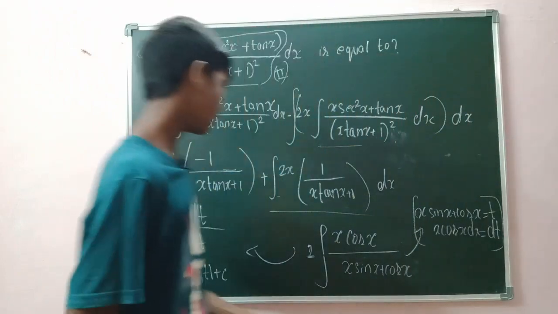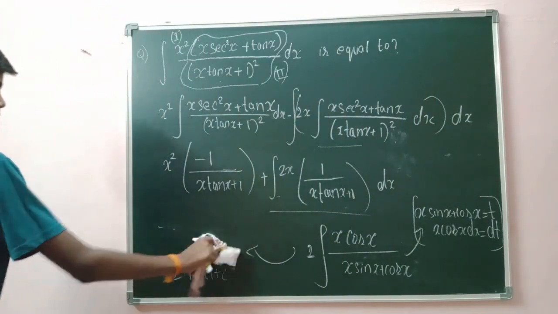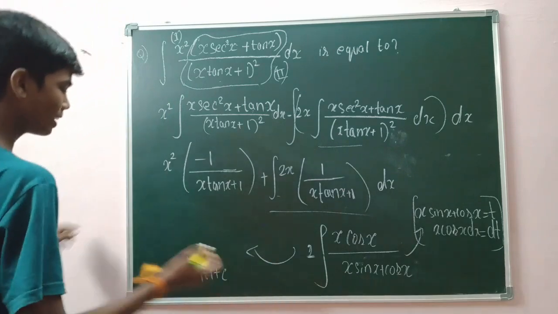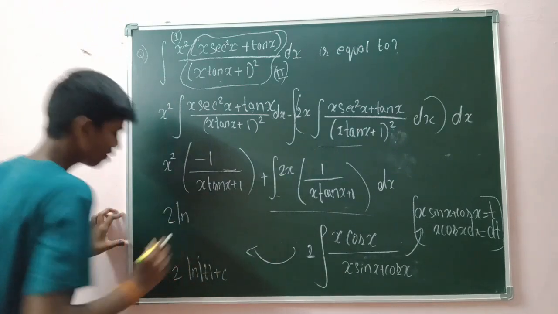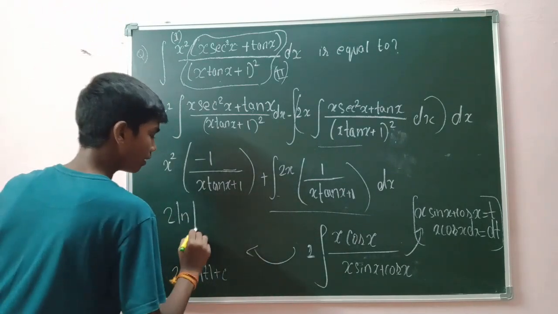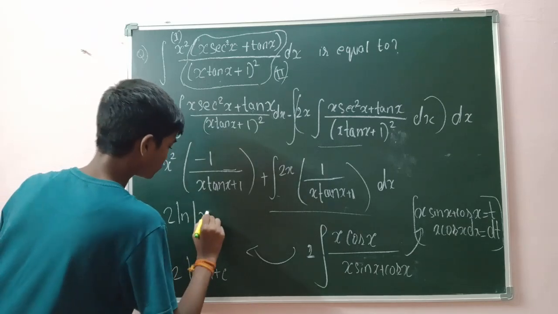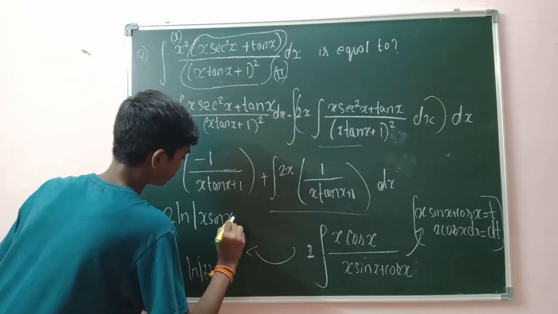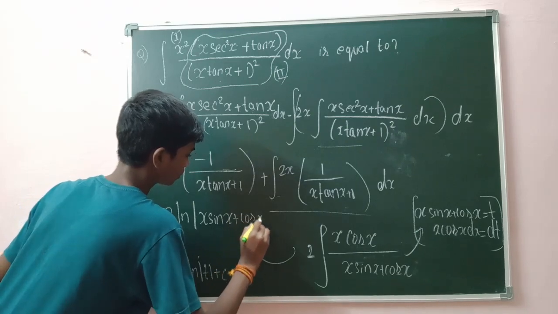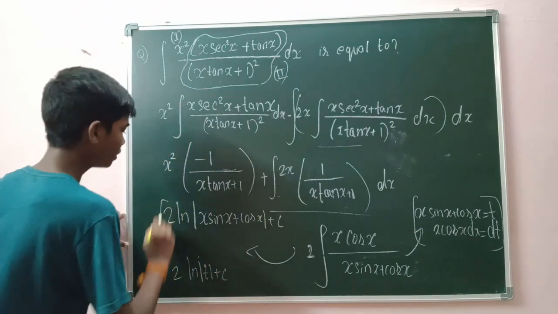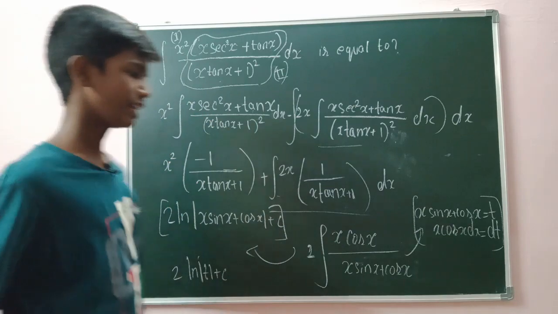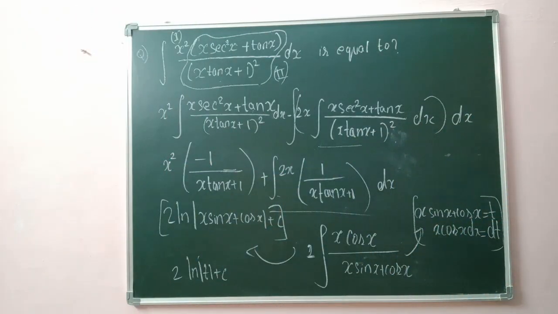Okay, this is all you will get, because integral of dt by t is ln of t. Basic integral formulas. And now I will rub it out. So now put up the value of t. So what is the value of t? 2 into ln of x sin x plus cos x plus some constant. So this is the value of this particular integral. Okay, I hope that's perfect.